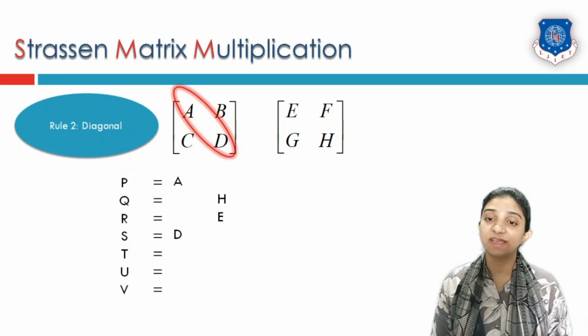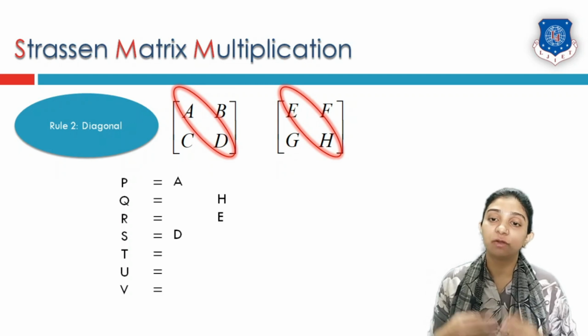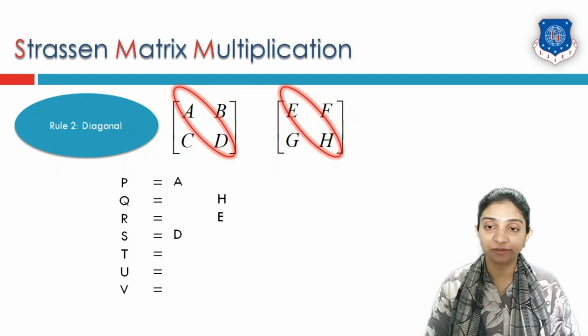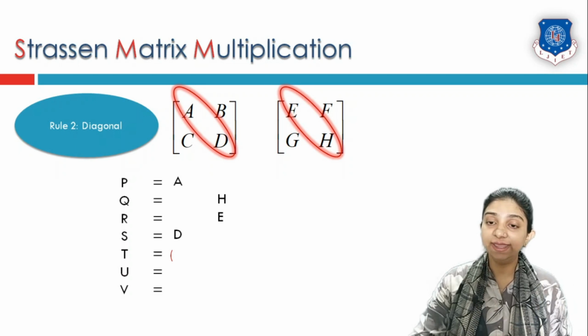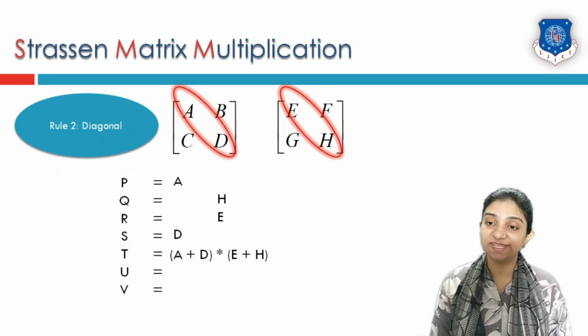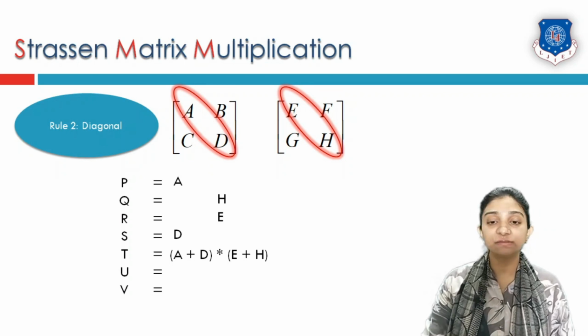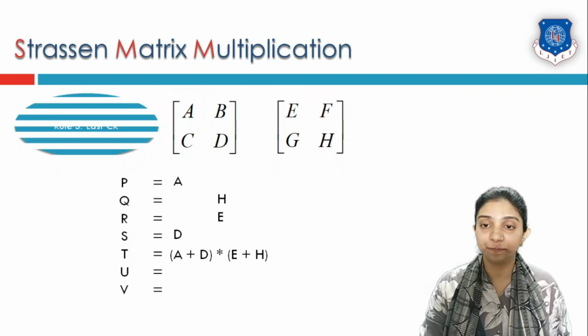So diagonals are A and B and E and H from both these matrices. So A and B is appearing as A plus D into E plus H. So this will be my fifth formula.